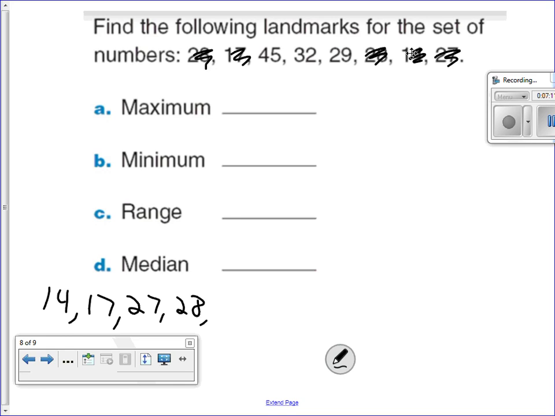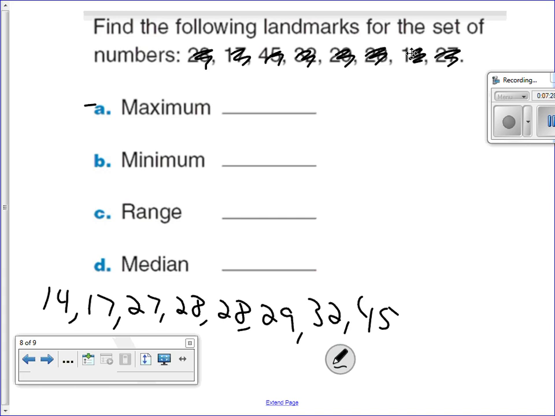Next is 28. Yeah, you have to write 28 twice if there's two 28s. 29, 32, 45. Now if that's maximum, maximus, what's my largest number?